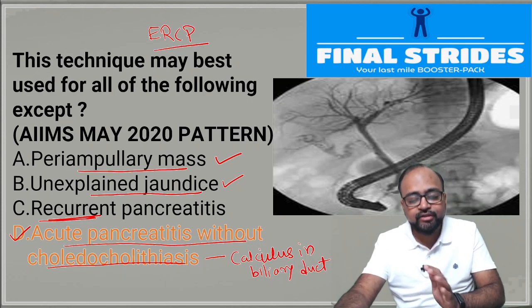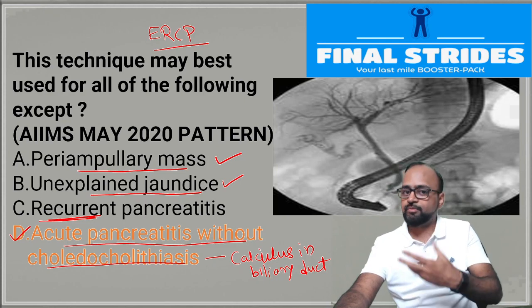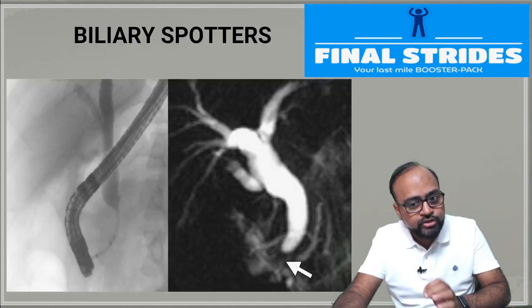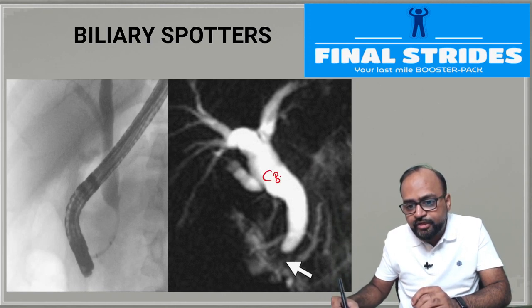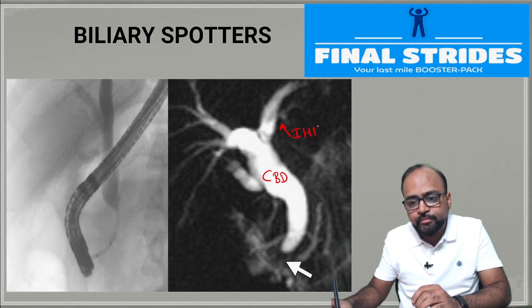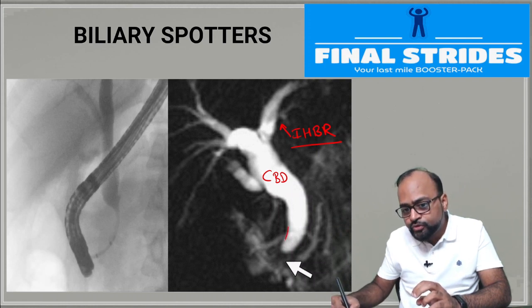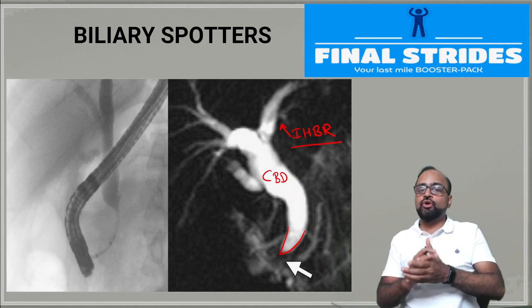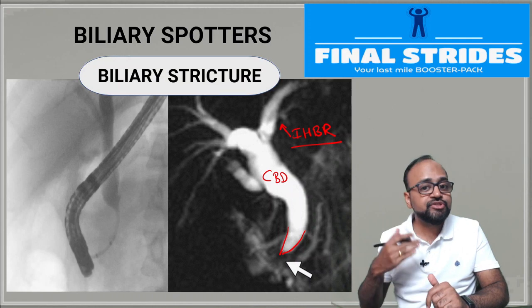So in any condition in which the biliary tree or the pancreatic duct is going to be affected, ERCP, MRCP is going to help us. Now let us look at some spotters. See here, this is a dilated CBD. This is dilatation of intrahepatic biliary radicals, that is called IHBR. Why is there dilatation? Because if you look at the distal biliary tree, you see a smooth elongated tapering like this. If you see a smooth elongated tapering of the biliary tree, it is usually suggestive of a biliary stricture.